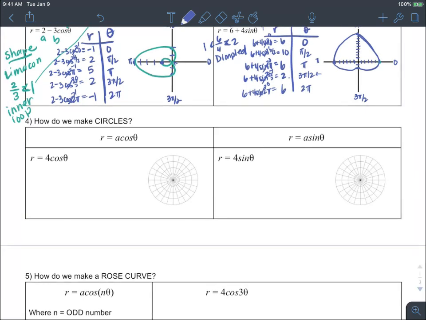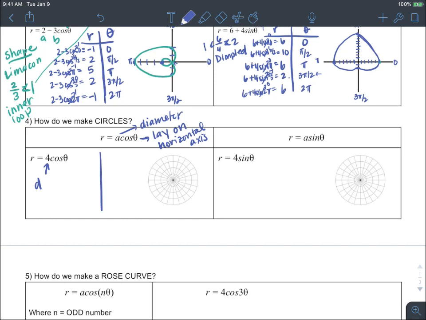Okay, another common type of polar graphs or polar curves are circles. So when you see something like just a number times cosine theta or just a number times sine theta, then that is a circle. The a value is going to be the diameter. And then if it's cosine theta, the circle is gonna lay on the horizontal axis, like so. Okay, so 4 is the diameter, and we're gonna lay horizontally.